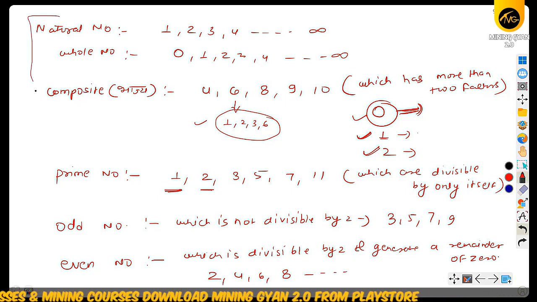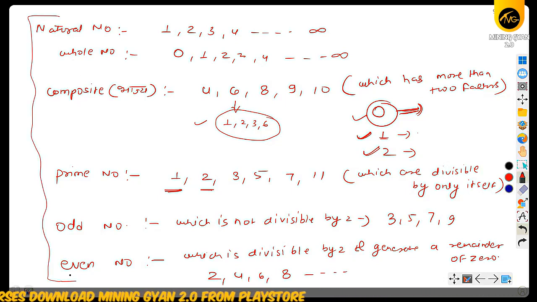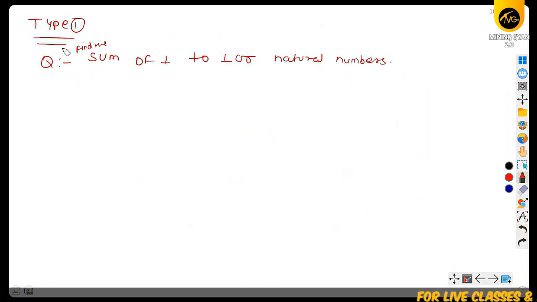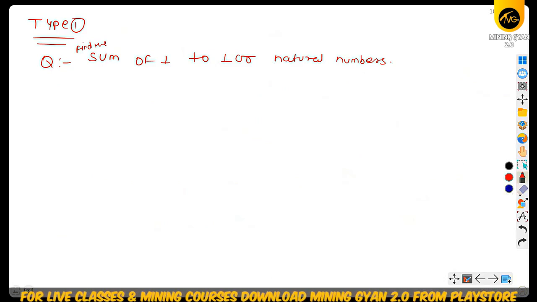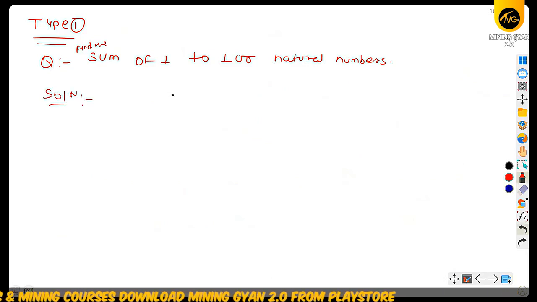Now these are the basic things which can be used to solve examples or questions related to the number system. Now let's move to the examples. The first question is type 1: find the sum of 1 to 100 natural numbers. To find the sum of 1 to 100 natural numbers, we have to use some basic formulas. In this case, we have a formula like 1 divided by 2 into n into n plus 1.